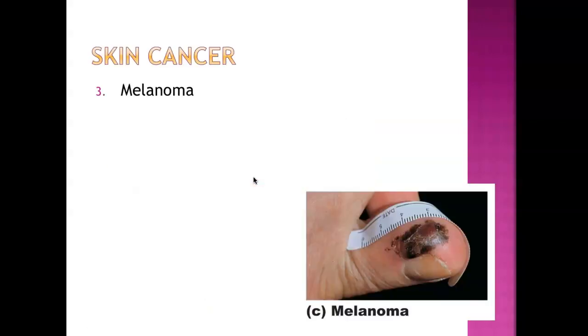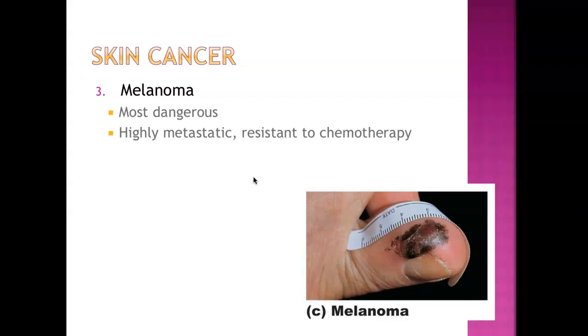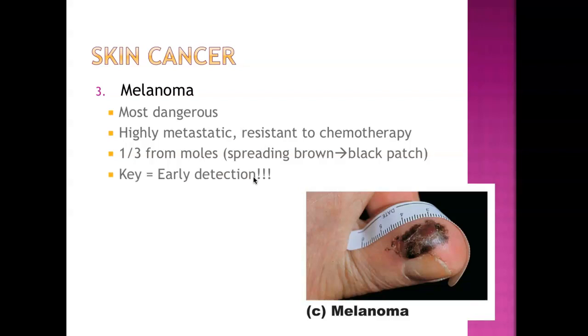The third type of skin cancer, and the last type I'm going to talk about, is called melanoma. Melanoma is the most dangerous. It's highly metastatic and it can be really resistant to chemotherapy. So it can spread and it can get pretty aggressive. A third of them are going to come from moles. This is a cancer of the melanocytes, the cells that produce pigment of the skin. That's why it has to do with moles. And so the key is early detection.